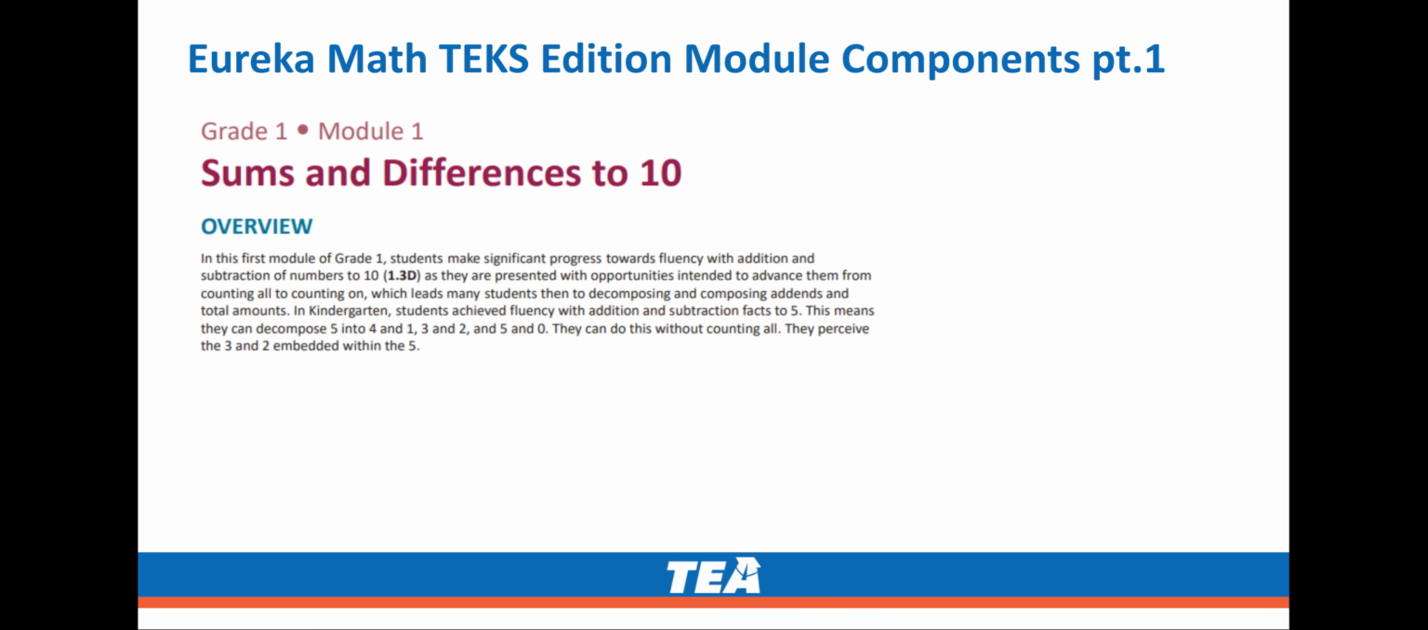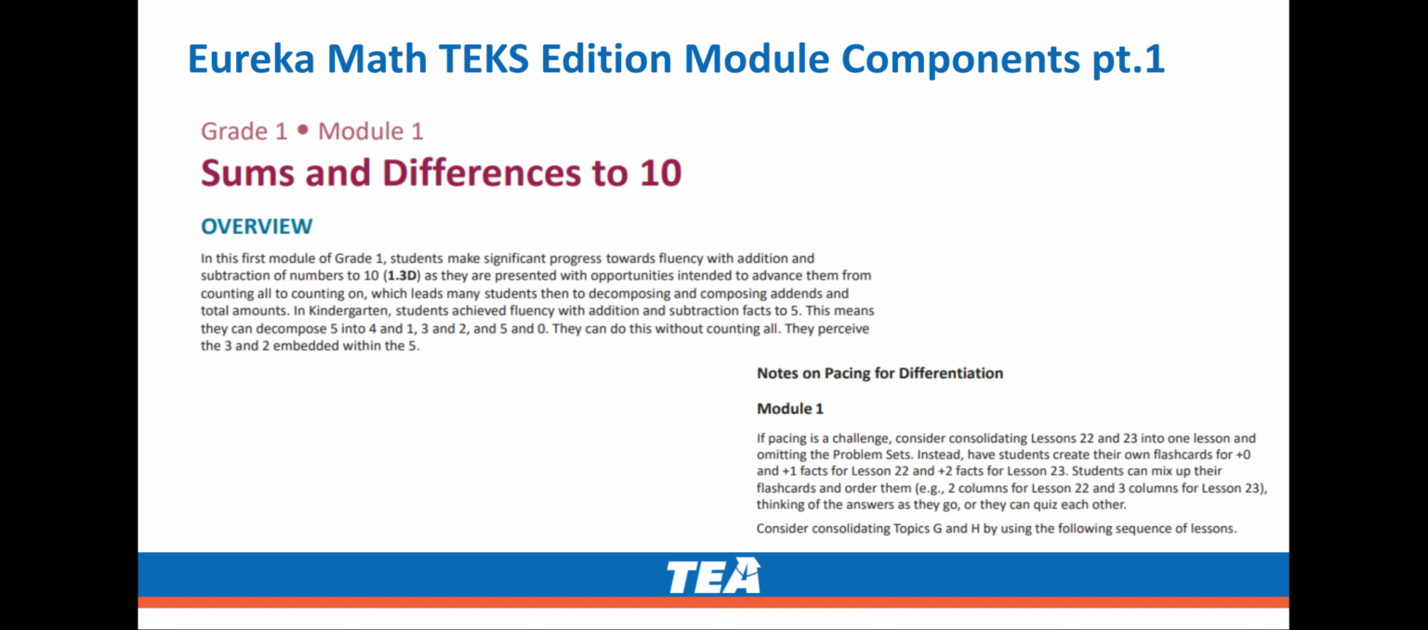So the first thing you're going to see is the module overview narrative. This section describes the arc of learning for the module. And you can see that the TEKS, both foundational and grade level, are called out in this narrative. When you read this, pay attention to how the content builds from one topic to the next. When I read the overview narrative, I do a lot of annotations to help me understand the information. At the bottom of this overview narrative, you'll see a pacing section.